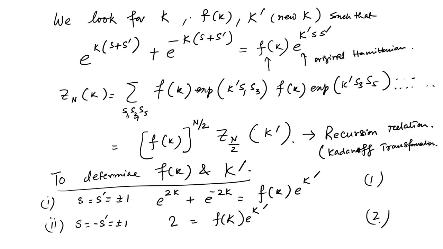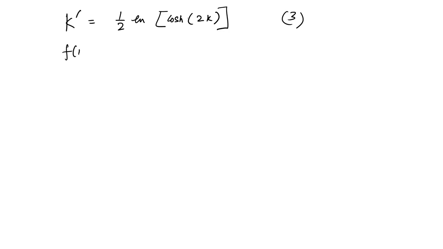Let's write this as equation 1. I'll write it with a larger one, and these are 1 and 2, in the normal fonts. So these equations 1 and 2 have two unknowns, and there are two equations. You can solve them. So k prime becomes equal to half of log of cosine hyperbolic 2k. So that's the k prime. Let's call this equation 3. And I can also calculate F of k, which is 2 cosine hyperbolic 2k. This is equation 4.